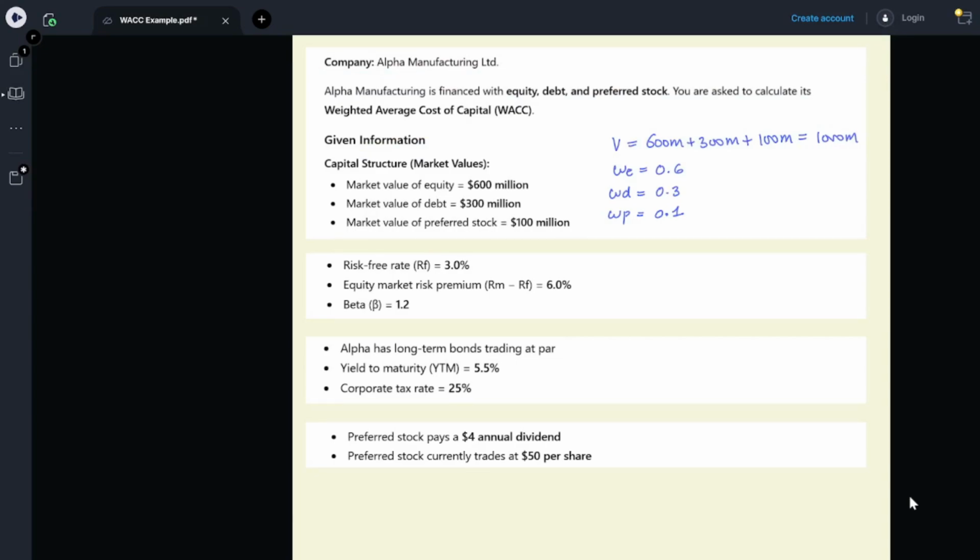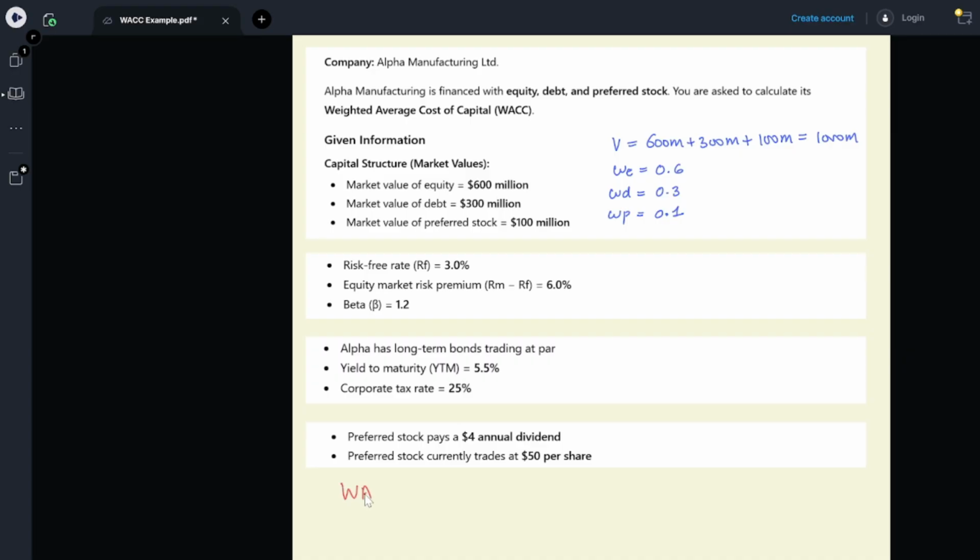My name is Rishi, and in this video, we're going to go through a capital structure question based on WACC. WACC is the weighted average cost of capital. It is the average cost of financing for a company. In this question, we're given three different sources of financing, which are equity, debt, and preferred stock. We're given the market values, we're given the risk-free rate, market risk premium, yield to maturity, corporate tax rate, and the preferred stock information. The first thing that we're going to do is write down the equation for WACC.